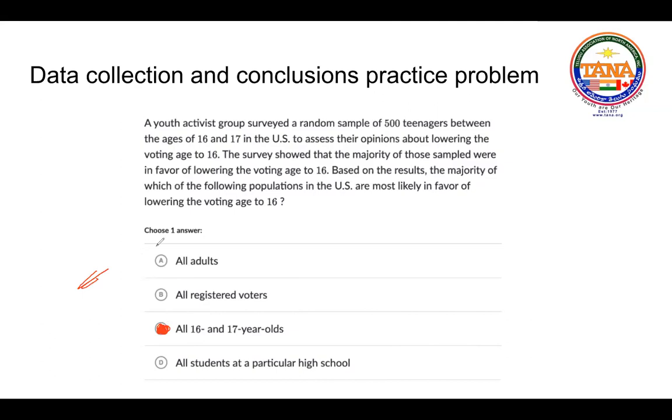And the reason for that is all of the participants in the survey are teenagers between the ages of 16 and 17 in the US. And therefore, the results of the survey most likely reflect the opinions of all 16 and 17-year-olds in the US, because the sample has been taken from a certain group of people, which are the 16 and 17-year-olds. Any questions why it's C and not B, like some of you chose? No? All right.